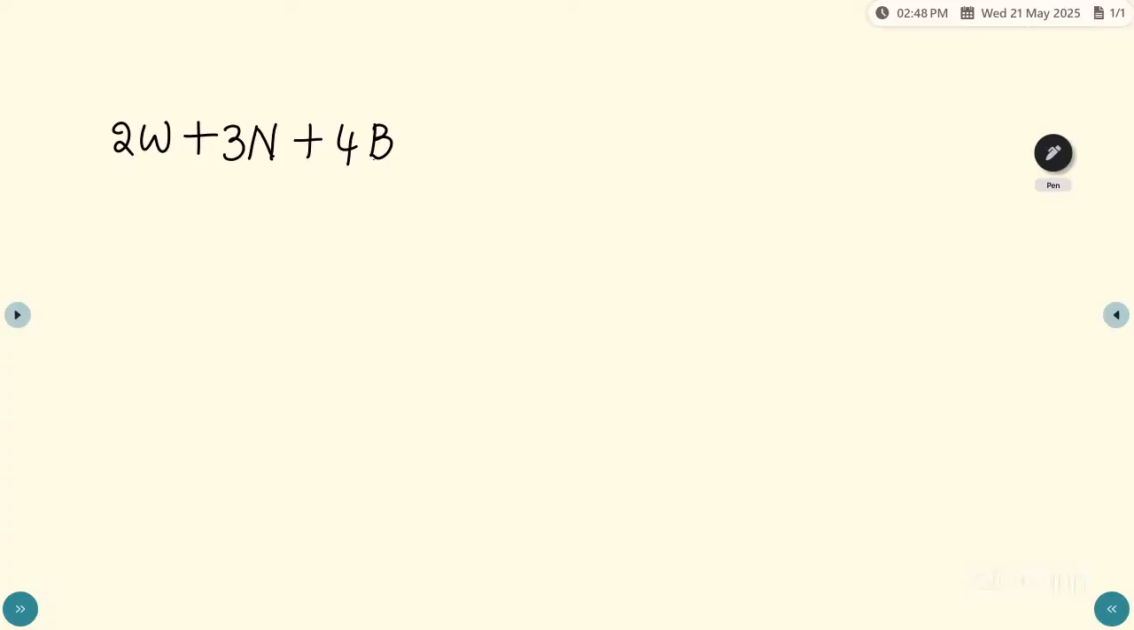Items are drawn one at a time without replacement from the box. Then what is the probability?